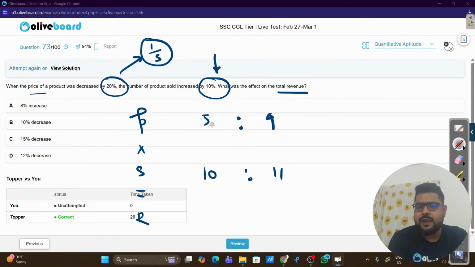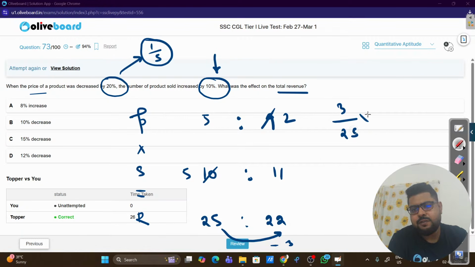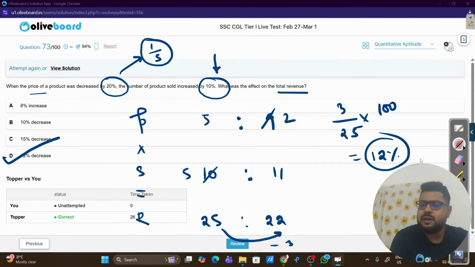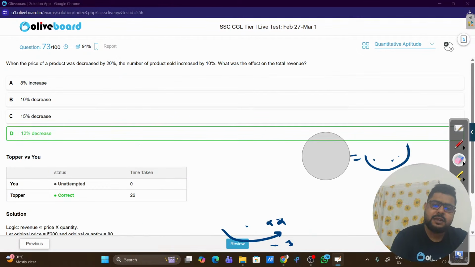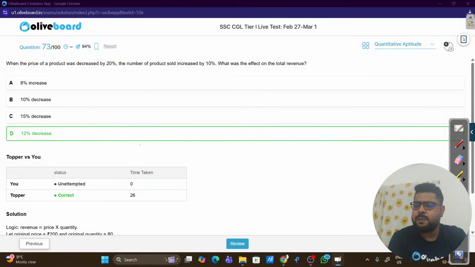Initial revenue was 5 into, you can do if you want, cancel this. Initial was 25. Now it is 22. A reduction of 3 rupees out of 25 rupees into, sir, 100%. So that is 12% reduction. Done and dusted. Option number D, sir. Again, if you want, you can use AB theorem also over here. AB theorem can also be applied over here.